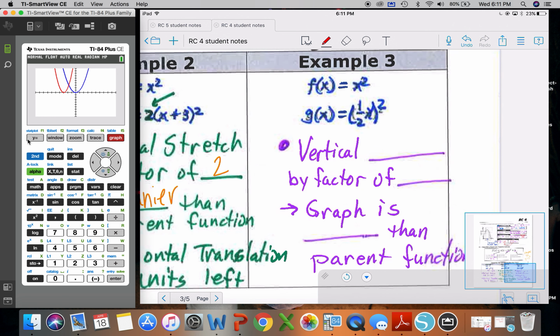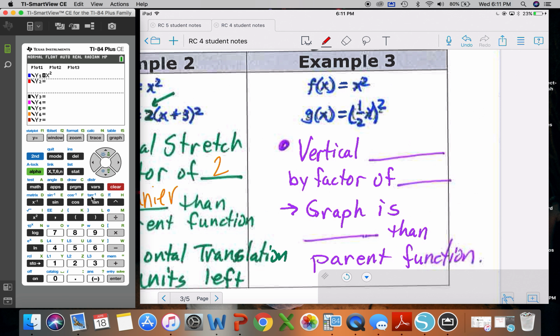And for example 3, I'm going to plug these in exactly like I see them. I have parentheses, y equals 1/2 x, which is all being squared. Blue is my original, red is the new. So I have a vertical compression of 1/2, which means the graph is wider than the parent function. And we can see that the red looks fatter.